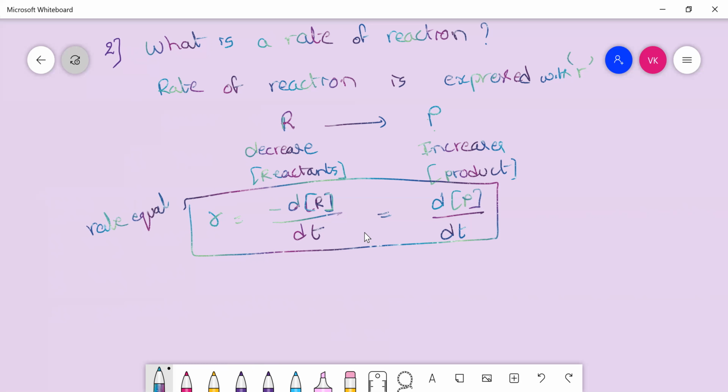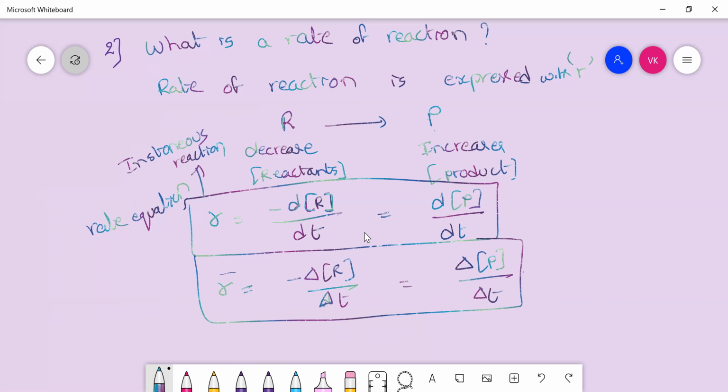Generally this change in concentration, the differentiation term, will be used for instantaneous reactions. And for moderate reactions we can use the same in terms of delta: delta concentration of the reactant with delta t, plus delta concentration of the product with delta t. This is for moderately fast reactions.